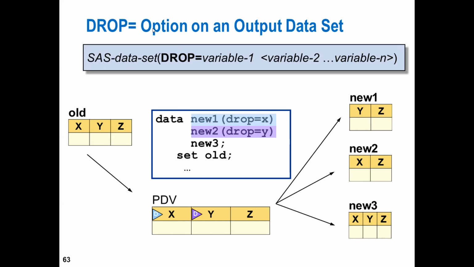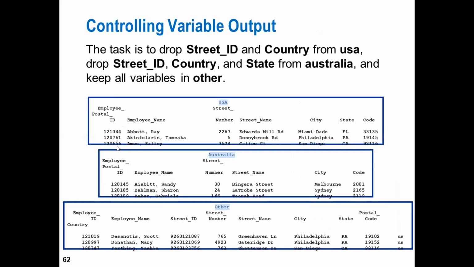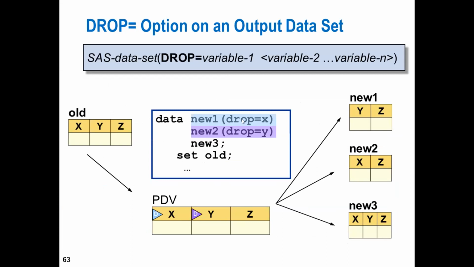Hence, drop equal to is a data set option. It's not a statement which you write in the data step. The statement is universal, working for all the data sets because it's written in the data step as a statement. Whereas when we write drop equal to in front of a data set, it is only effective for this data set. So for new 3, there is no drop equal to, so no drop will be used here.